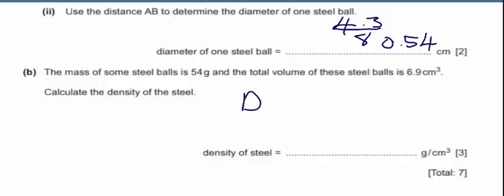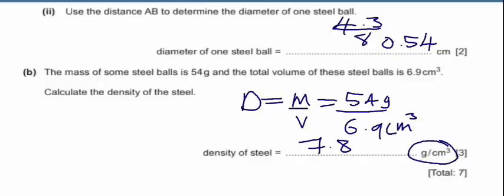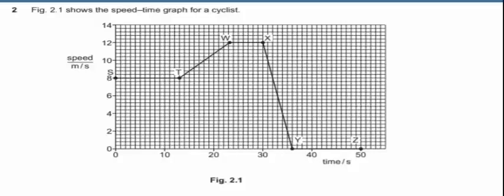Density is equal to mass over volume. So the mass that we have here is 54 grams divided by the volume that we have, which is 6.9 centimeters cubed. Then when I divide here, I'm going to get 7.8 approximately. At the end here, they have included the units for us, so there is no need for us to include the units. Let's see the next question.